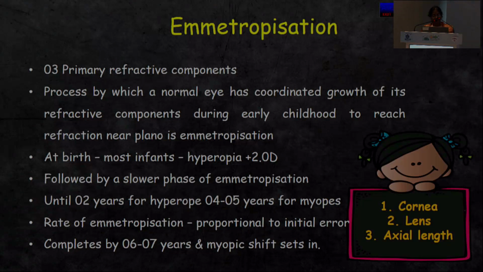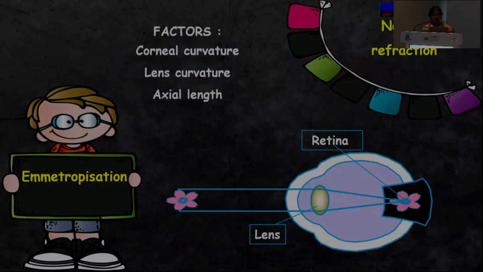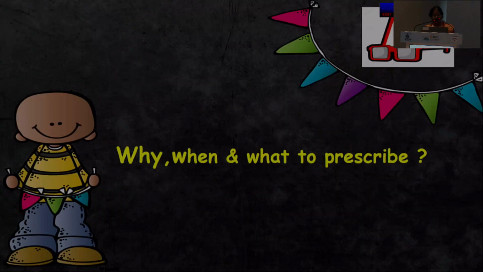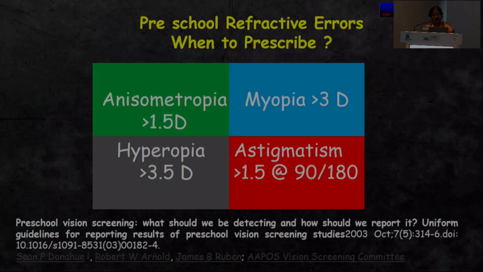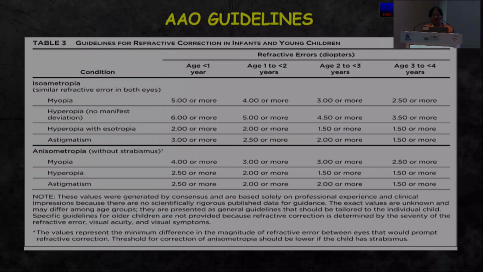The rate of emmetropization is considered proportional to the initial error, and it is usually completed by 6 to 7 years of age, and thereby myopic shift sets in. So these are the basic refractive components of the eye: the curvature of the cornea, the curvature of the lens, and the axial length. Coming on to the guidelines for prescribing, we have different guidelines, the AO, APOS guidelines, and we have the AIOS guidelines as well.